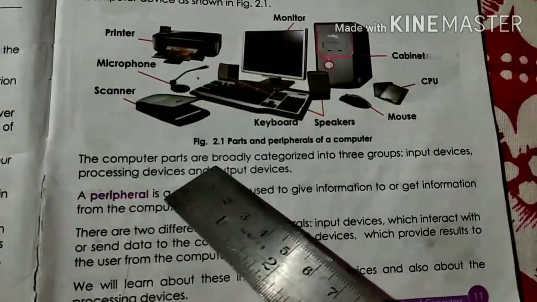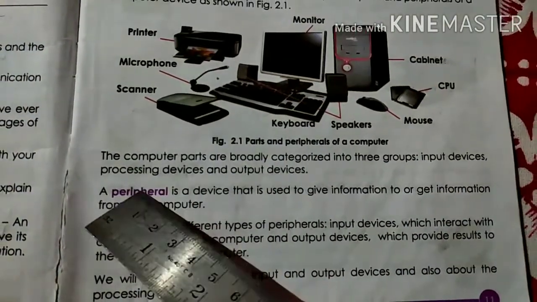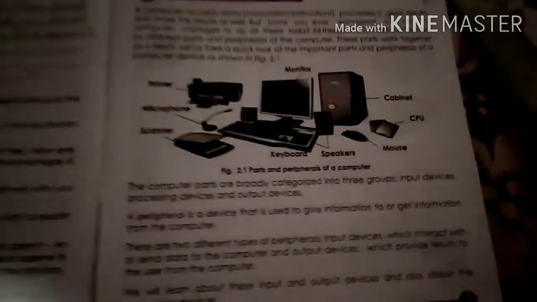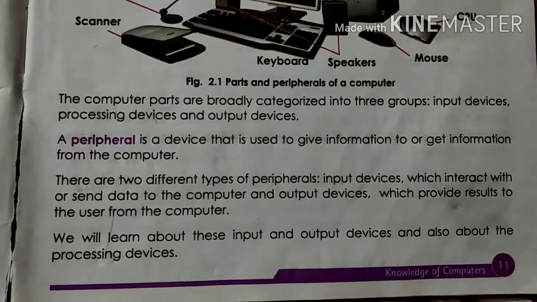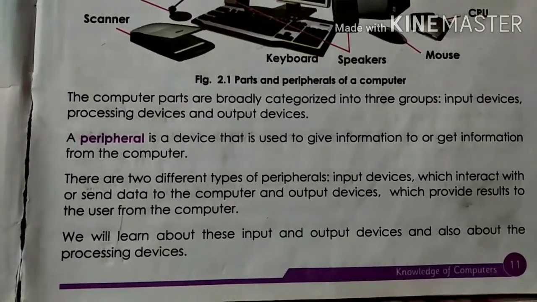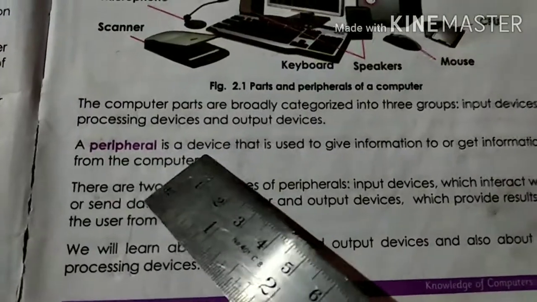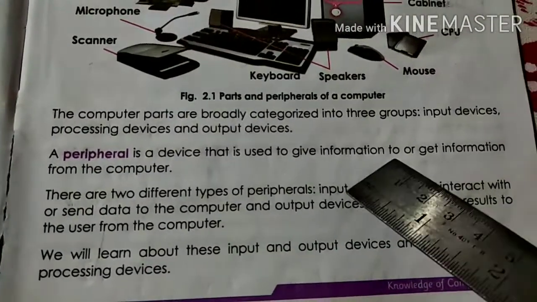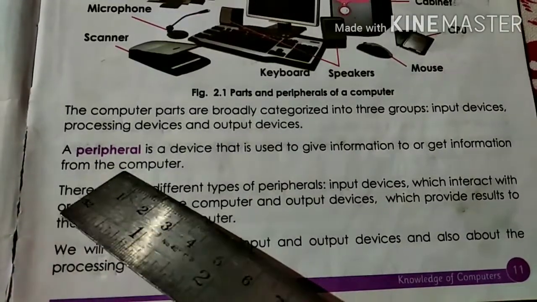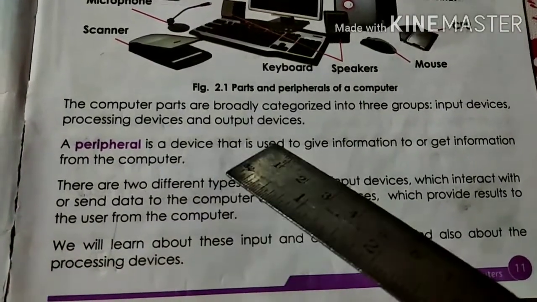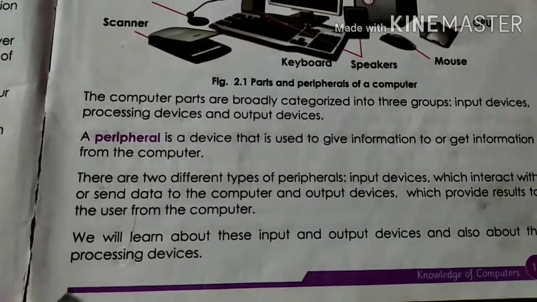The computer parts are broadly categorized into three groups: input devices, processing devices and output devices. So students, computer parts are categorized into three groups. First is input devices, then processing devices and output devices. A peripheral is a device that is used to give information to or get information from the computer. So peripheral is the device which helps us to give information to the computer and get information from the computer.